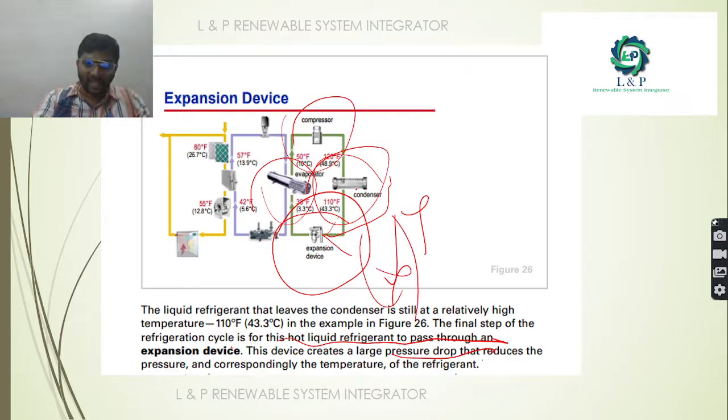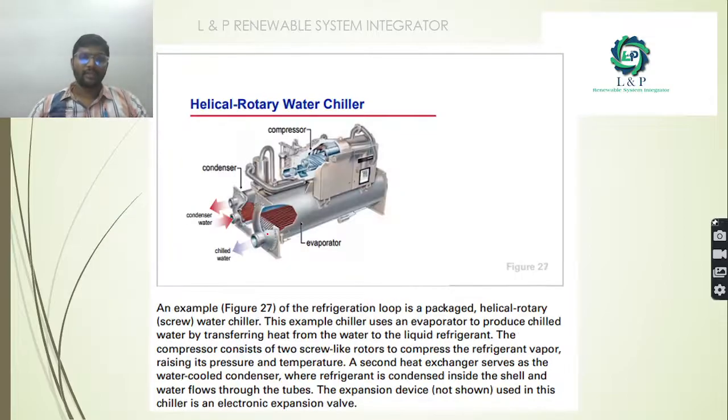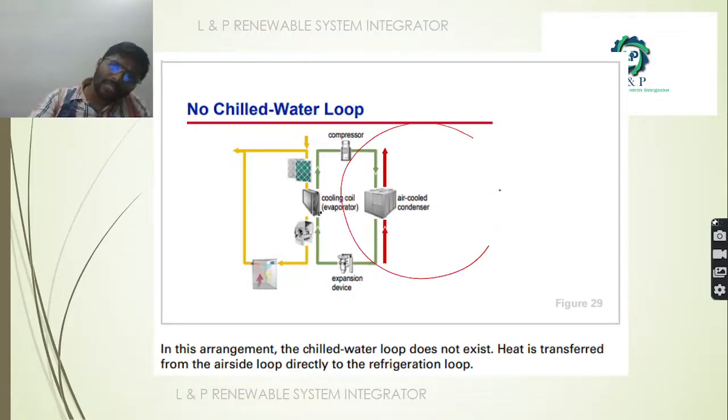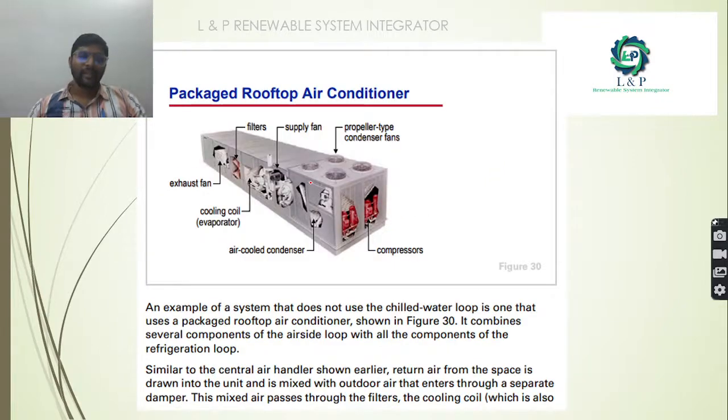As you can see here, after crossing through the condenser, the temperature is 43.3 degrees Celsius, but when it undergoes a sudden expansion, the temperature is getting reduced to 3.3. If we didn't use any sort of chill water line inside it, using the air cooled condensers also we can establish the cooling.